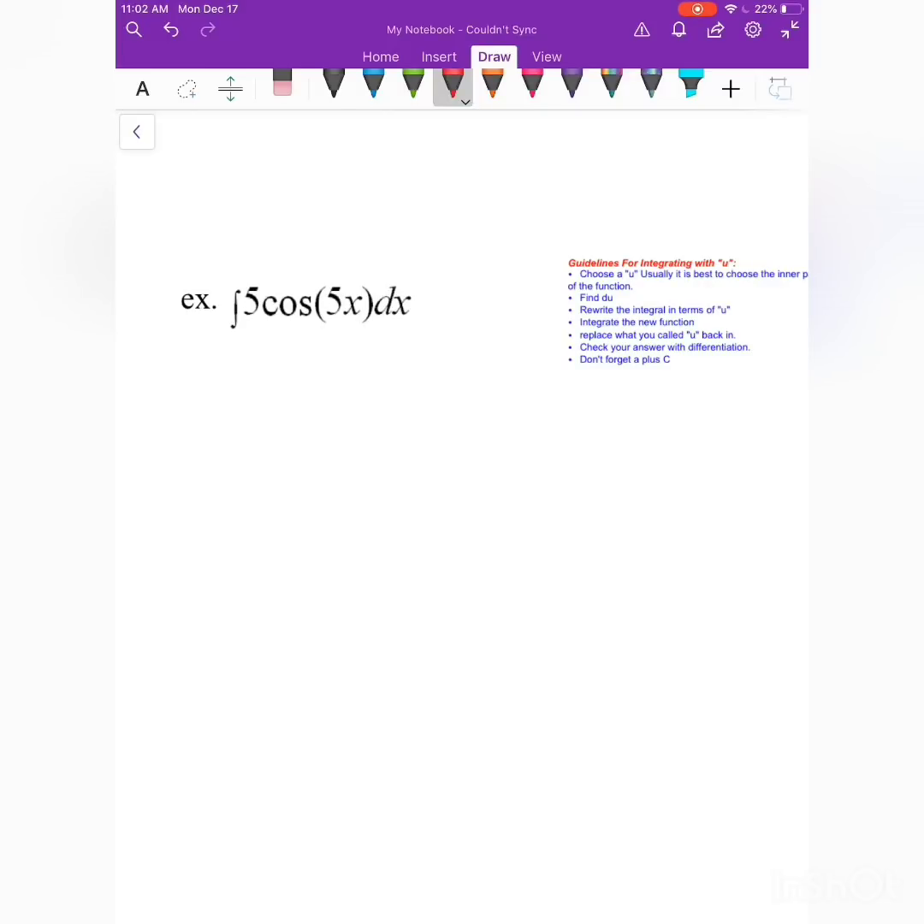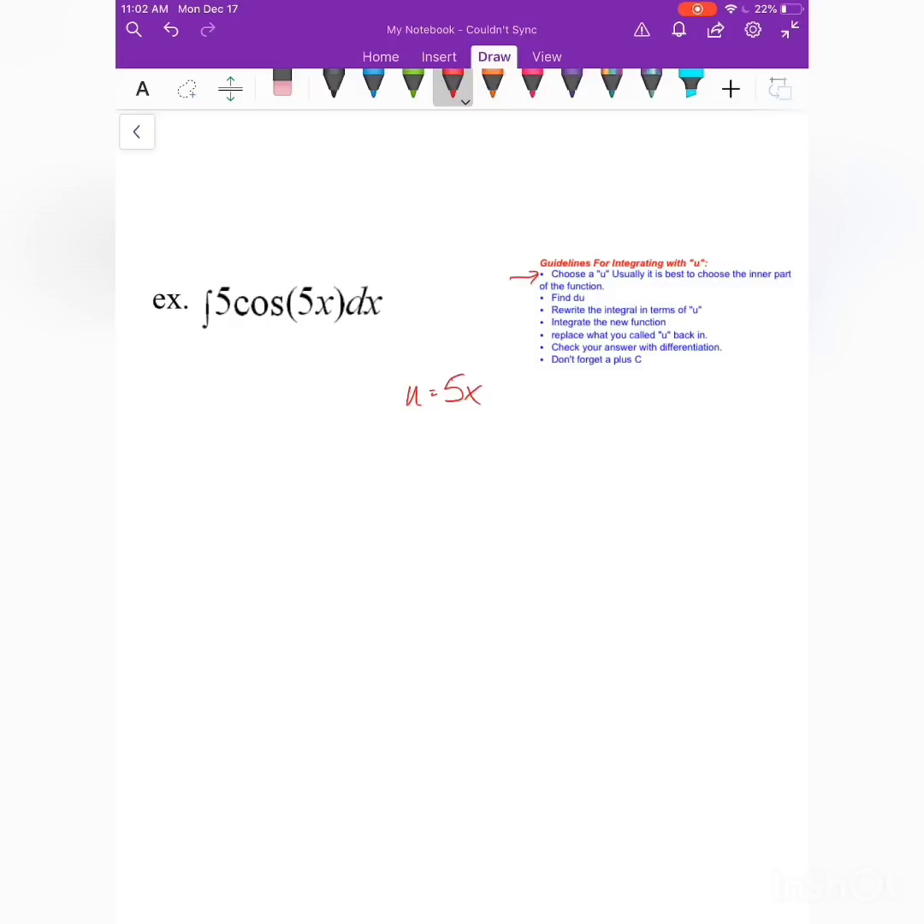You've got the cosine of 5x, not just the cosine of x, so you need to pick a u. And it's nice, with our little guidelines here, they say usually it's best to pick the innermost part of the function, so it helps us that we should pick 5x as our u. And as I stated earlier, du should be in the problem. So the derivative of 5x is 5, which happens to be in the problem.